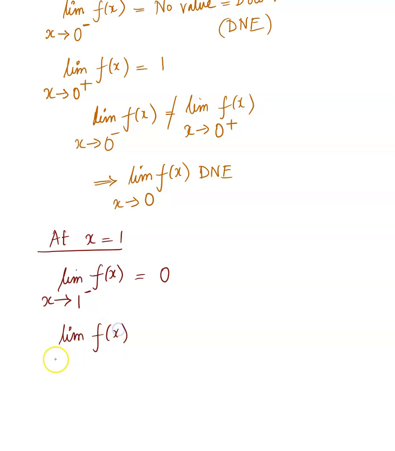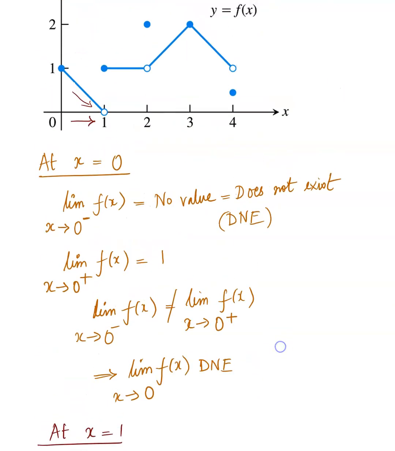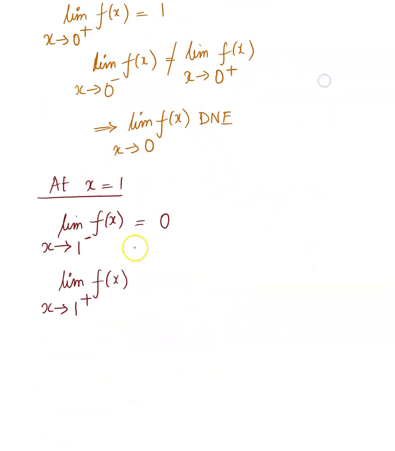And limit of f of x as x approaches 1 from the right. So let's go here. We want to approach 1 from the right. So look at the piece that gets closer to 1 from the right. That's the one that gets close to 1 from the right, and that value actually points back to a 1. So once again, we see that the left-hand limit is not equal to the right-hand limit.